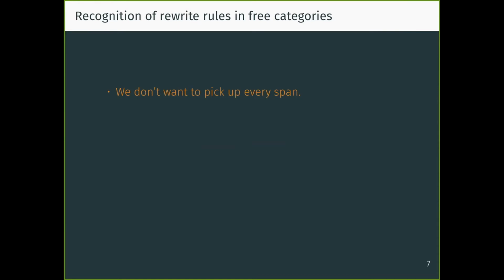Let's consider how to actually construct the set of possible rewrites. In a symbolic cognitive architecture, this boils down to the problem of recognizing valid rewrite rules in some graph-like structure. Clearly, we don't want to include every span because not every pair of edges in a graph with a common origin will be a rewrite rule that we want to apply.